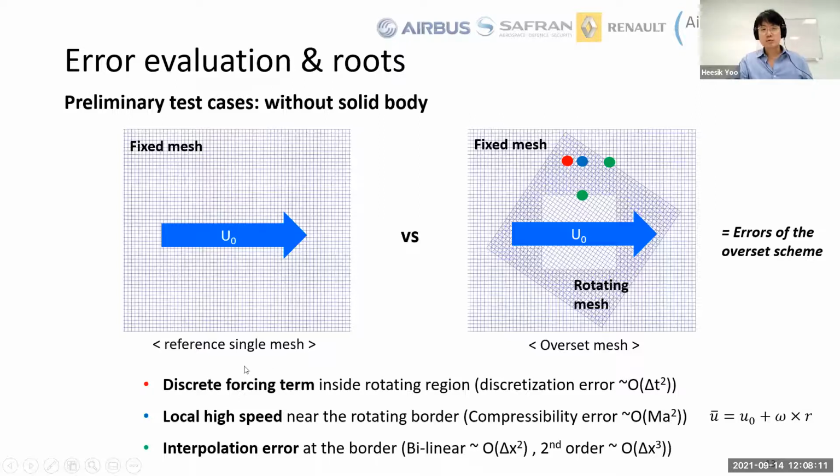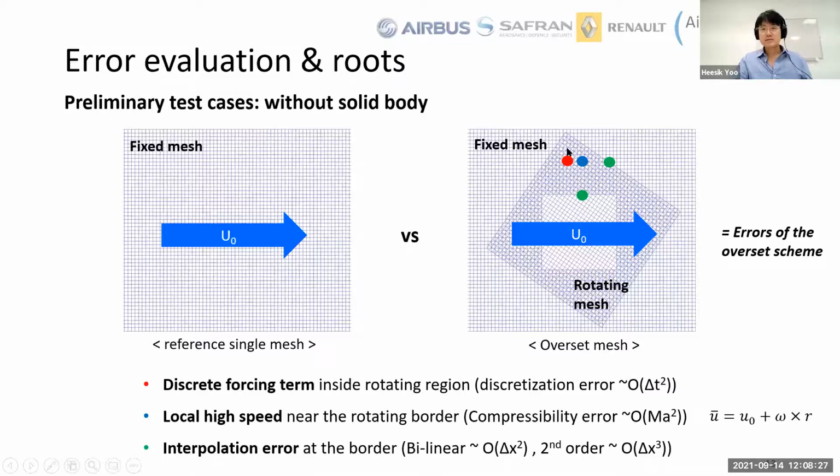One possible source will be using the discrete forcing term, because as I explained before, we have to use the discrete forcing term inside the rotating region. So it will give a discretization error, which is apart from the error of the standard LBM.